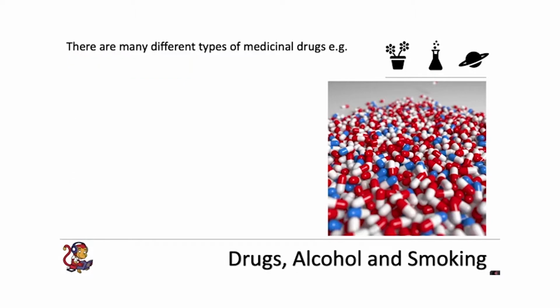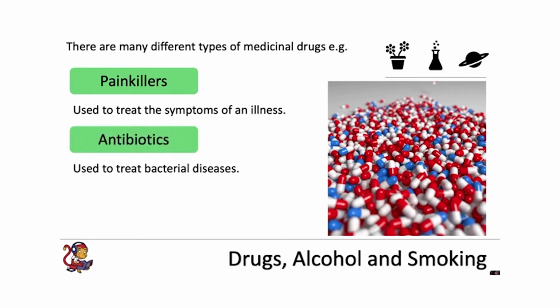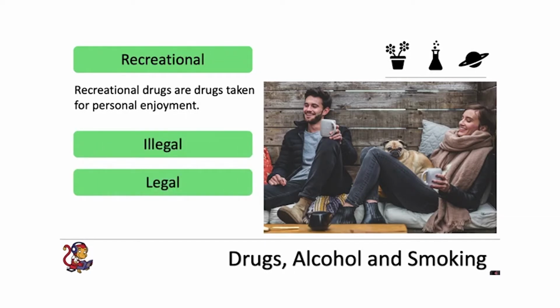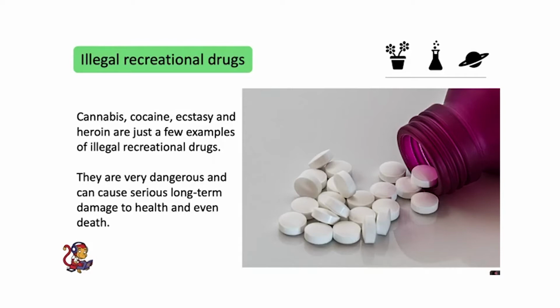There are many different types of medicinal drugs. For example, painkillers are used to treat the symptoms of an illness, and antibiotics are used to treat bacterial diseases. Recreational drugs are taken for personal enjoyment, but these fall into 2 groups: illegal recreational drugs and legal recreational drugs. Cannabis, cocaine, ecstasy, and heroin are just a few examples of illegal recreational drugs. They are very dangerous and can cause serious long-term damage to health and even death.